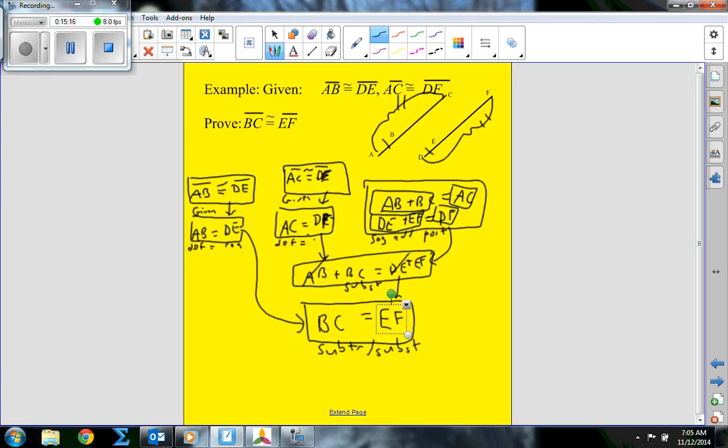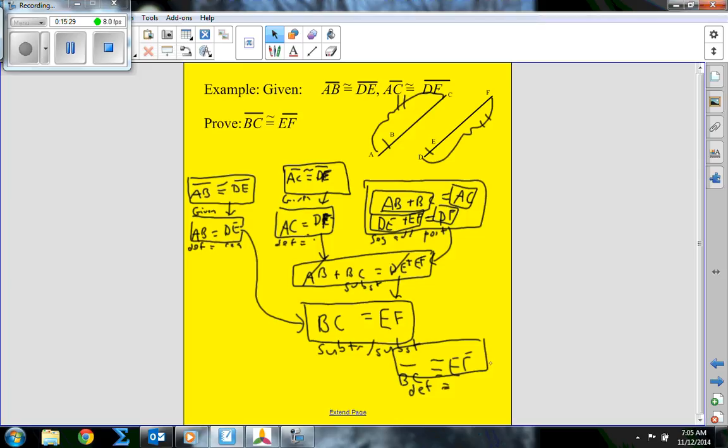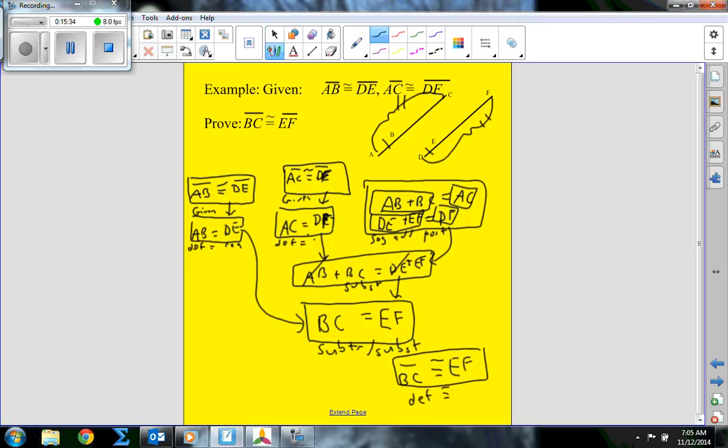I can convert back to congruence because that's what I was trying to prove, using the definition of congruent segments. And that's a flow proof, and I learned this from that. And yours can look a little different depending on how it lays out on the page, but it's just another way for us to organize our information and show how things are related.